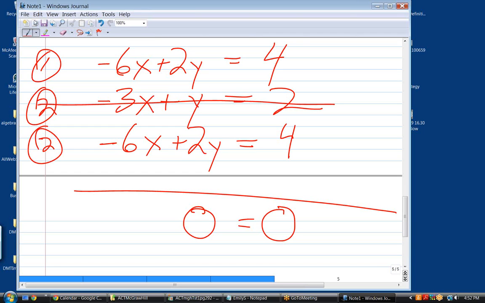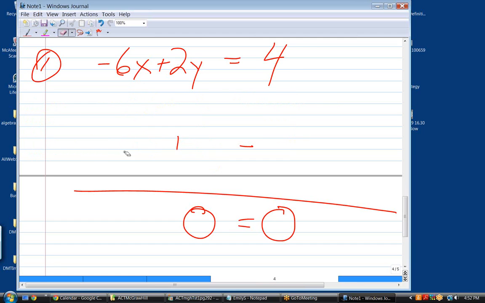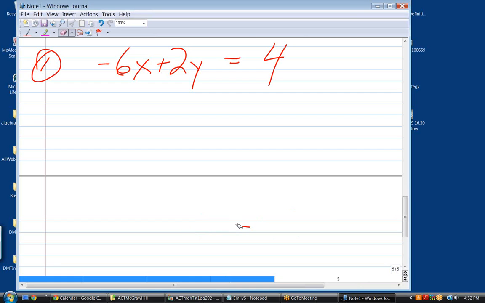Which means the only real equation I have is that one. I don't really have a second equation. And when you have one equation and two variables, you can't solve it. There is an infinite number of solutions.